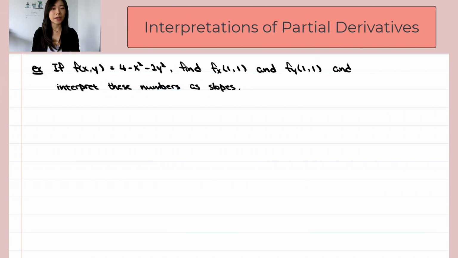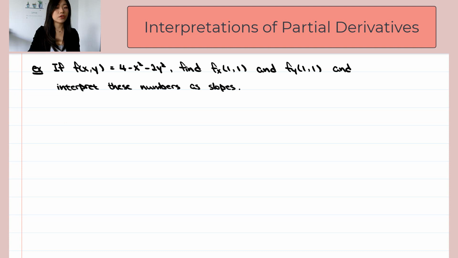Now let's look at this example. If the function f is a function of two variables, and the rule is 4 minus x squared minus 2 times y squared, find the partial derivative with respect to x and y at the point 1 and 1, and interpret these numbers as slopes.